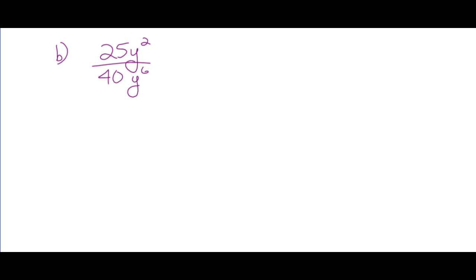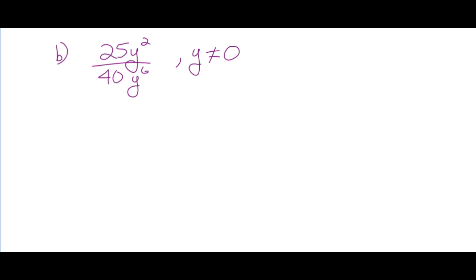B. 25y squared over 40y to the 6th. Okay, step 1, factor. There is nothing to factor, right? No. Step 2, non-permissible value. What is it? y can't be 0. Right, it's really easy in monomials, right? In monomials, if there's a variable in the denominator, that variable can't be 0. Right? And if there's an expression in the denominator, well, an expression in the denominator means more than one term, right? And we're just doing monomials.